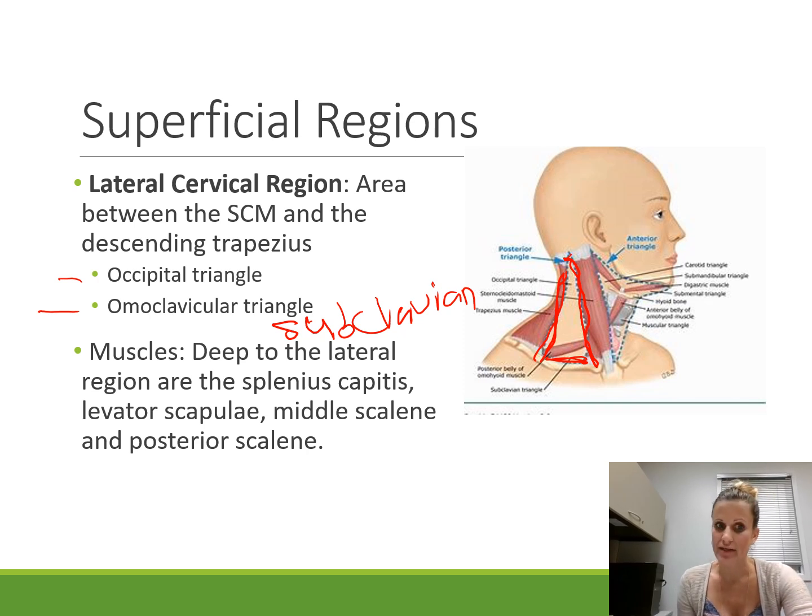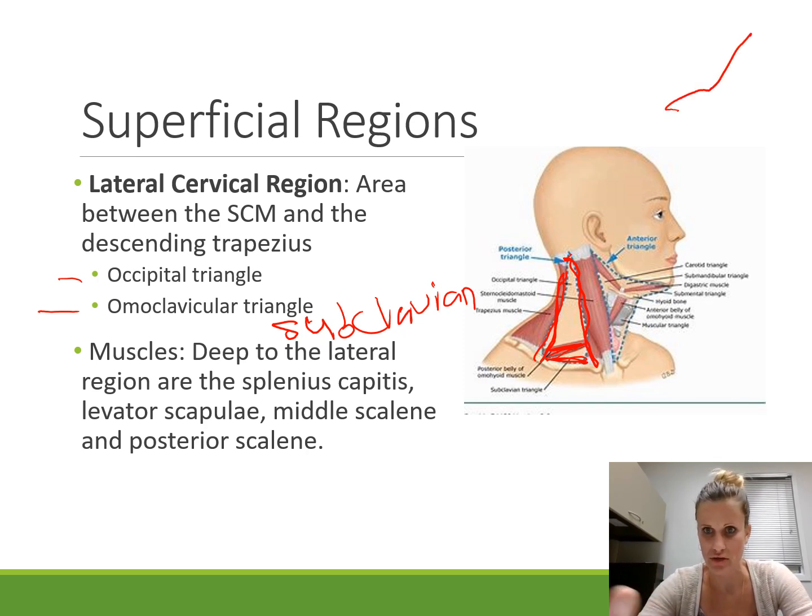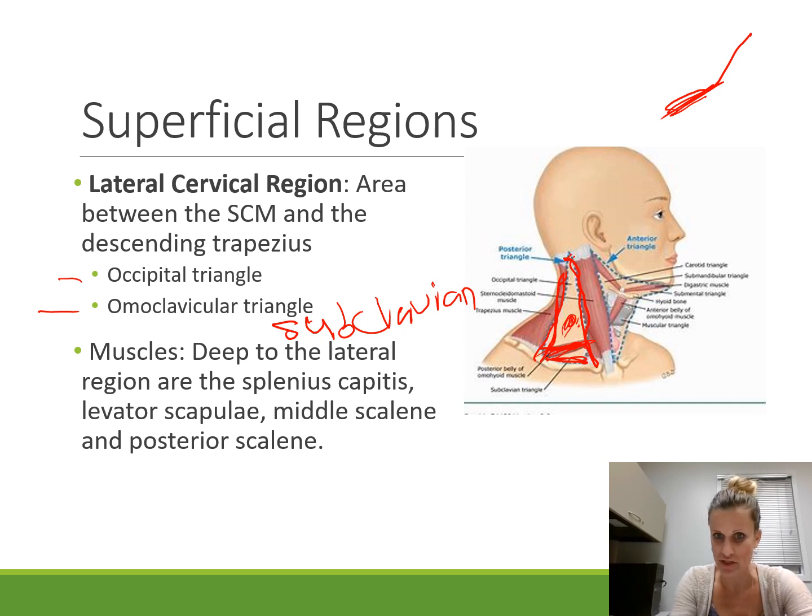You see that the lateral region is divided up into the two triangles by the omohyoid muscle, which you see here. The omohyoid has two bellies, right? It comes here and then it comes here. This is the posterior belly back here that cuts right through, dividing the lateral region up into the two triangles. So again, this occipital triangle is right here. It goes up to the occipital region. And then the omoclavicular triangle is between the omohyoid and the clavicle.